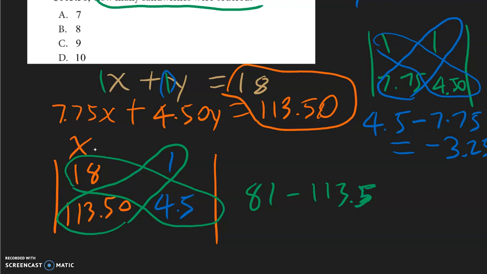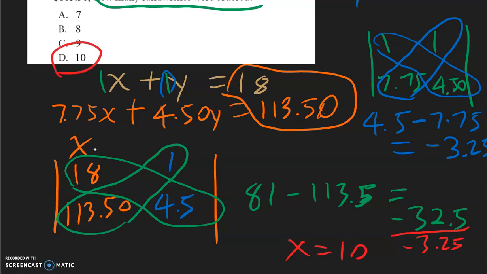And I'm going to change the sign, so positive is going to change to negative. And so 81 minus 113.5 gives you negative 32.5. And now to get the x value, we're just going to take that result divided by negative 3.25, which gives you x is equal to 10. So D is the answer.